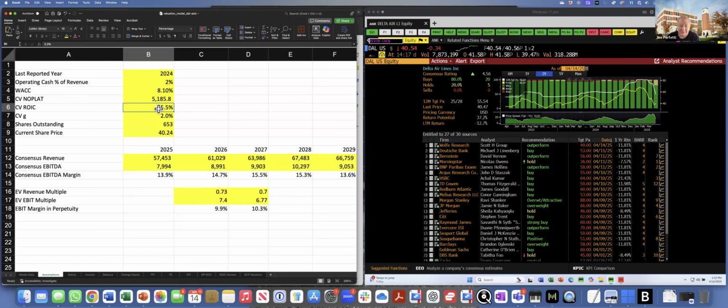What about using it to solve for EBITDA margin? Yes, potentially you can solve for the EBITDA margin as well to get there. That's another possibility, because EBITDA is driving the ROIC.